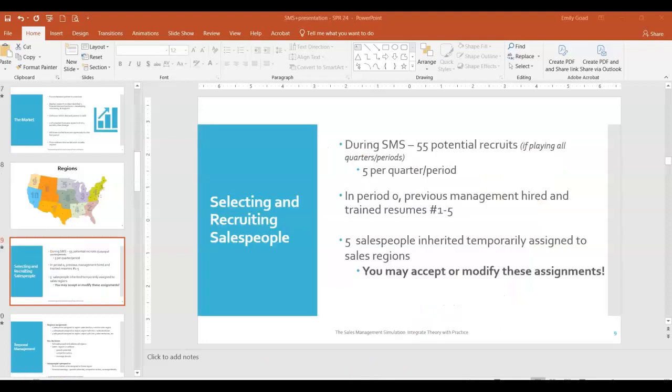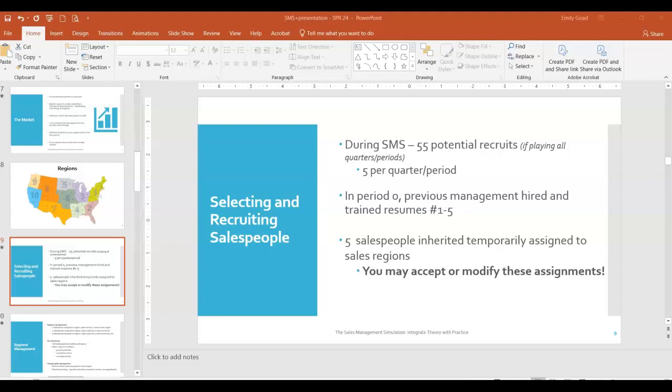So we're not playing all possible quarters. We're going to play 7 quarters. But you get 5 potential recruits per quarter. So in period 0, which is what you start with, and then you're making a decision for Q1, you have 5 salespeople. The first 5 resumes, those people were hired and trained. You can move them to different regions. You can modify anything as you wish.